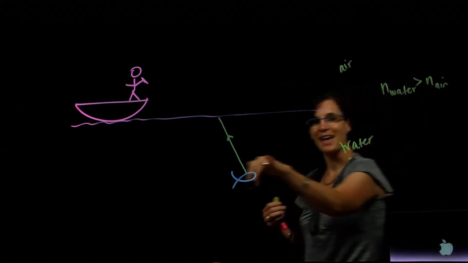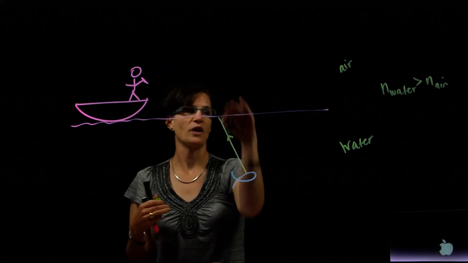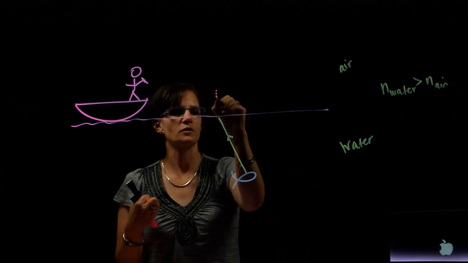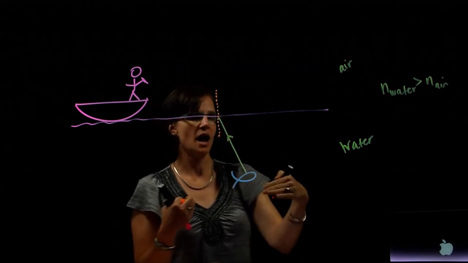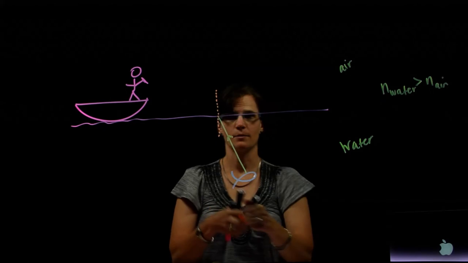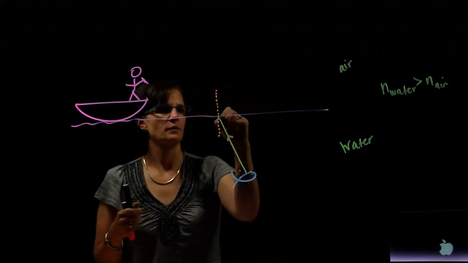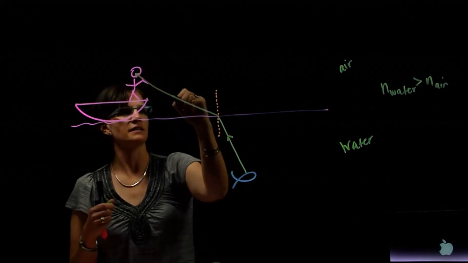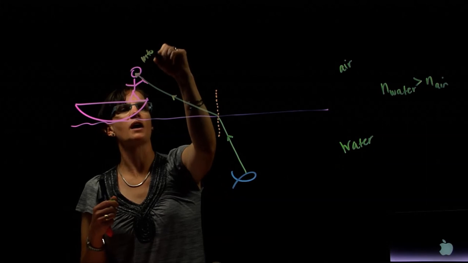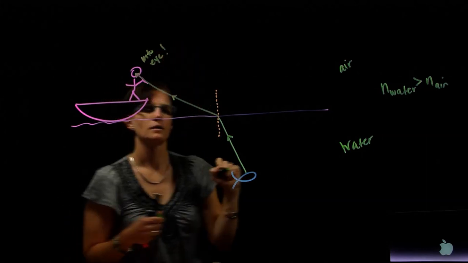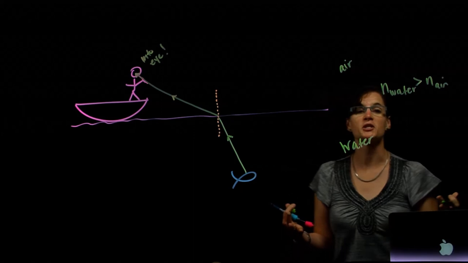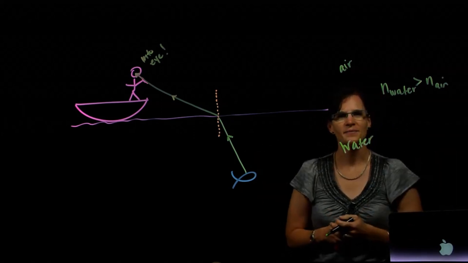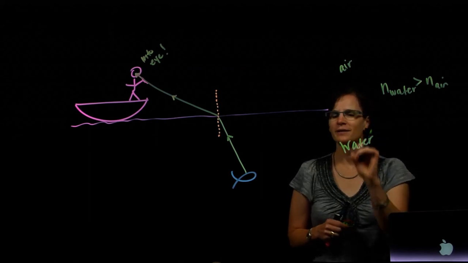So what happens when that light ray hits this water-air boundary? Well, it bends away from the normal. So when we're going from a high to a low, we bend away from the normal. So this light ray bends away from the normal and right into our eye. Okay, so that light ray, which is carrying information about the fish, the visual image of the fish, is now hitting our eye. It hits our eye in a very specific spot.